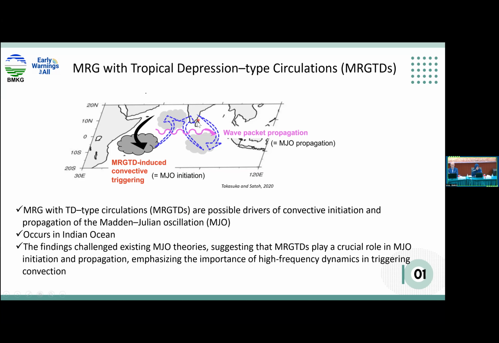And the finding challenges existing MJO theory, suggesting that MRG TDs play a crucial role in MJO initiation and propagation, emphasizing the importance of high-frequency dynamics in triggering the convection.